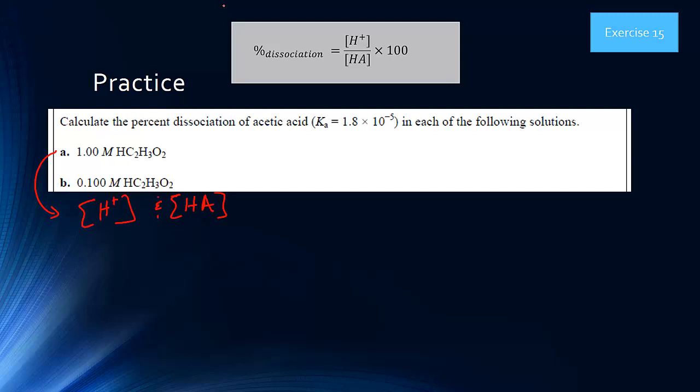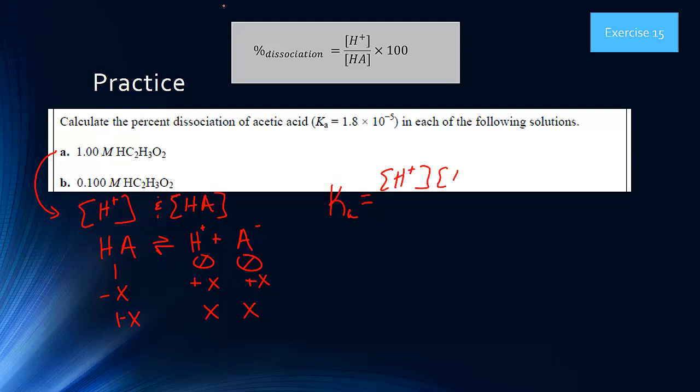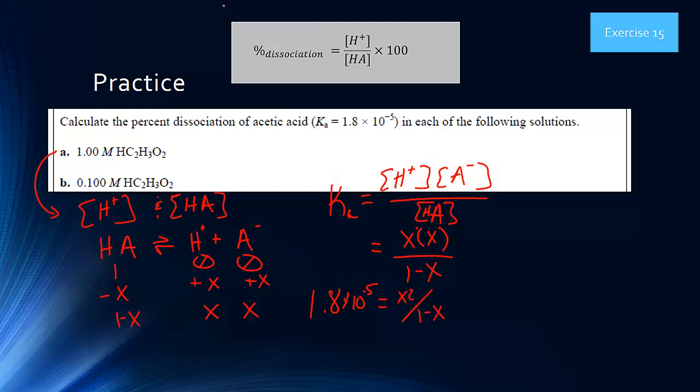So, we'll set up our Rice table. If we start with 1 molar, 0 and 0, change tells us that they'll increase and decrease by some amount, so 1 minus x and x is our equilibrium concentrations. Our Ka has to equal the concentration of the hydrogen ion times the anion over the concentration of the acid at equilibrium. So x times x over 1 minus x, which would equal 1.8 times 10 to the minus 5th. Has to equal x squared over 1 minus x.